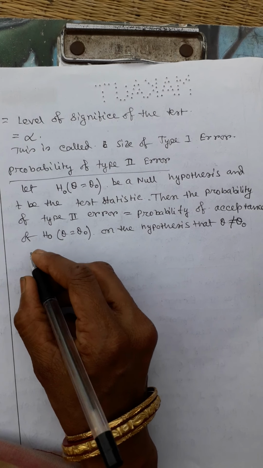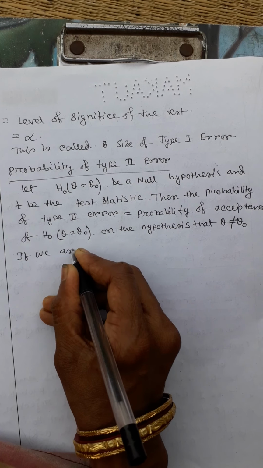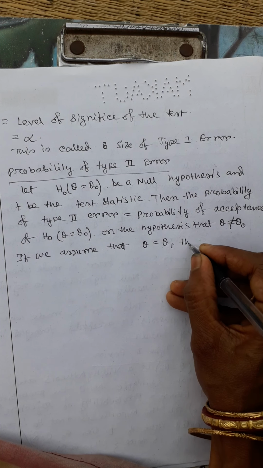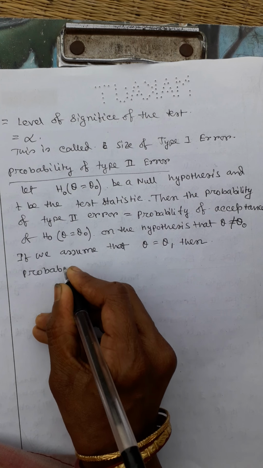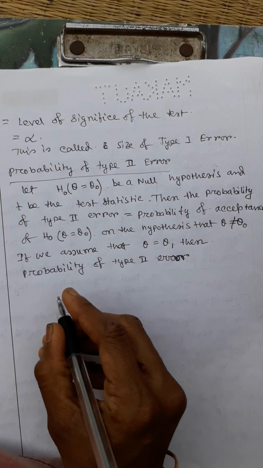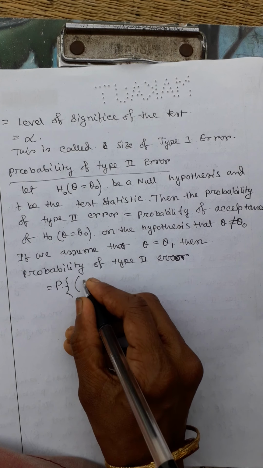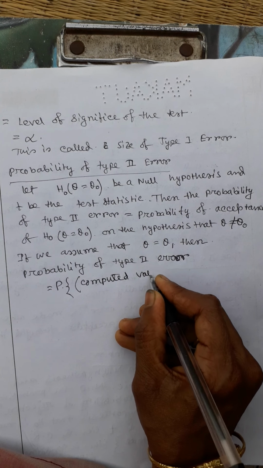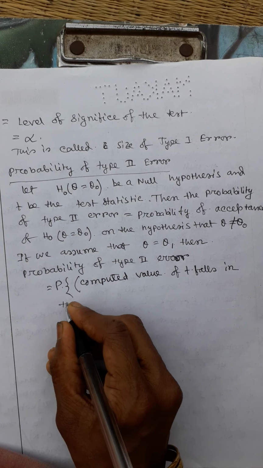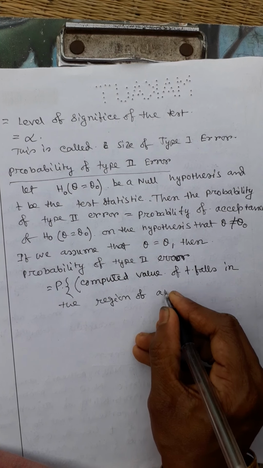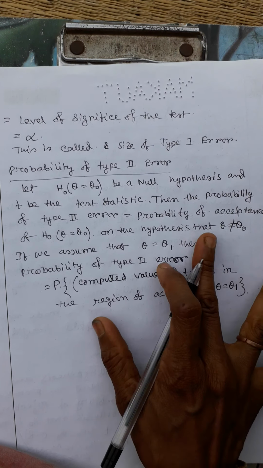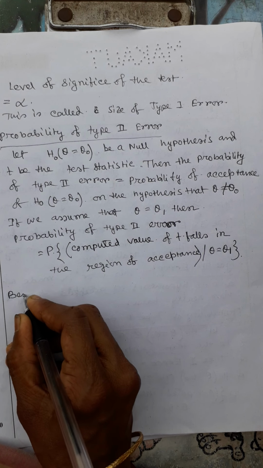Okay. So if we assume that theta is equal to theta 1, then the probability of type 2 error is equal to the probability that the computed value of T falls in the region of acceptance, where theta equals theta 1. Okay. Next, best critical region.